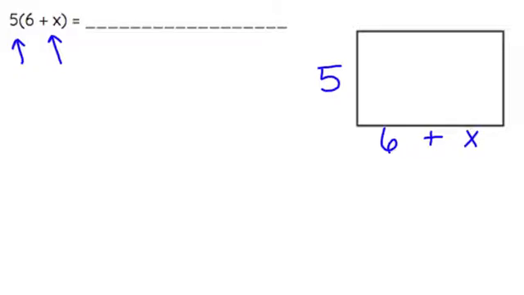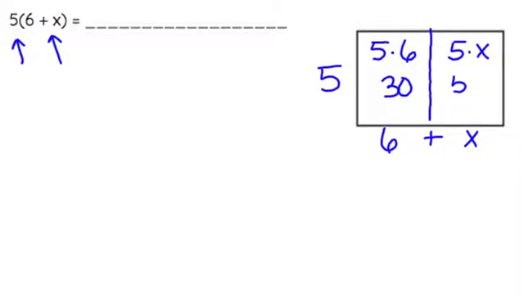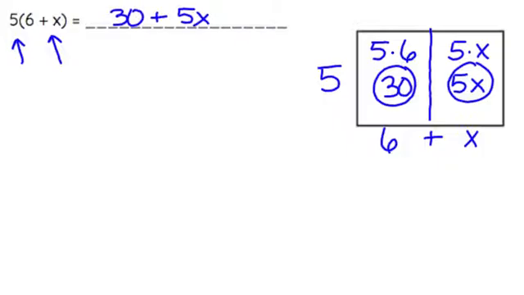So I'm going to draw a line where I see my plus sign. And the rectangle to the left, I have to do 5 times 6 to find the area, which is really just 30. And the rectangle on the right, I have to do 5 times x, which is just 5x. So to simplify this expression, I just take the two areas that I have and I add them together. 30 plus 5x. And again, that's as simplified as I can get because I cannot combine 1's with x's.